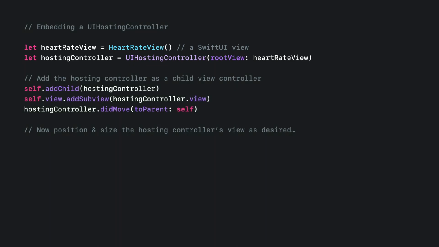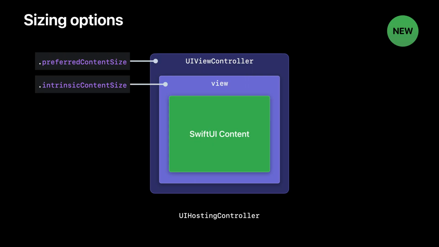We have the same heart rate view and hosting controller as before. Here, we add the hosting controller as a child view controller. Then, we can position and size the hosting controller's view. When your SwiftUI content inside the UI hosting controller changes, it may cause the view to need to be resized. New in iOS 16, UI hosting controller allows you to enable automatic updates of the view controller's preferred content size and the view's intrinsic content size. You can enable this using the new Sizing Options property on UIHostingController.